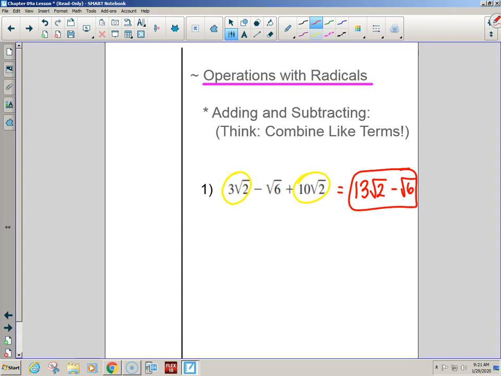Now technically it has to be the same type of radical too. You can't combine a square root with a cubed root. Those are not like terms either. But I need to have the exact same radical, so square root, and the exact same number underneath. And I can just say 3 of them, 10 of them, 13 of them. No big deal. Done. But what's different when we get to something like number 2?